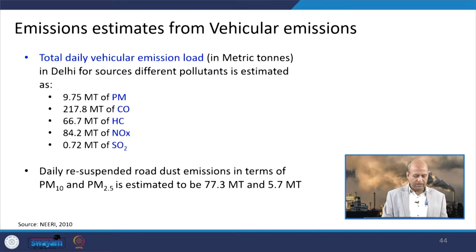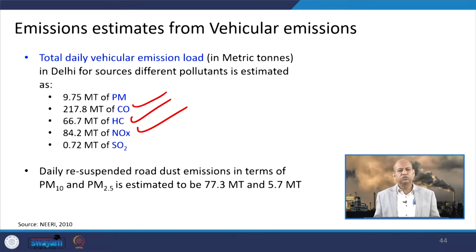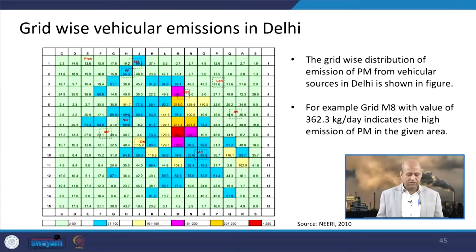And we can see a lot of emissions again of NOx, hydrocarbons and CO. It is very intuitive that vehicular emissions mostly emit these kinds of pollutants, NOx and CO. And you can see the distribution again.